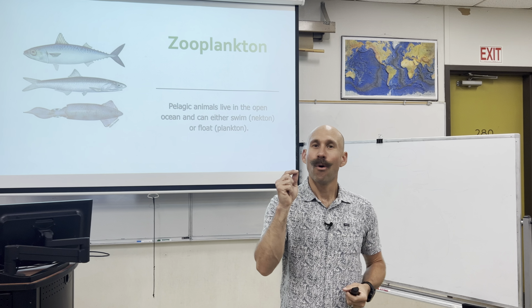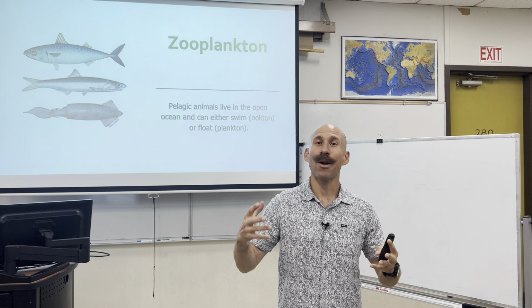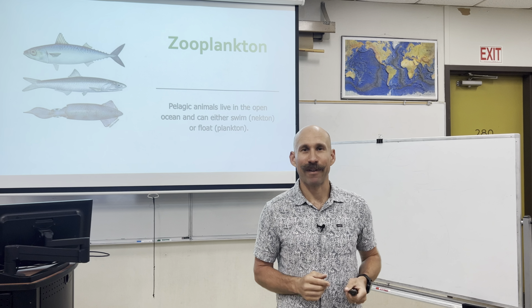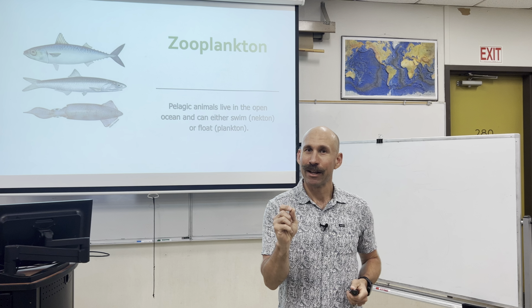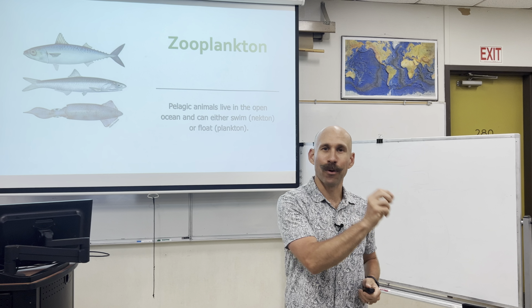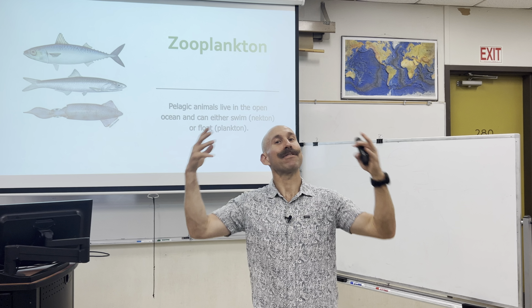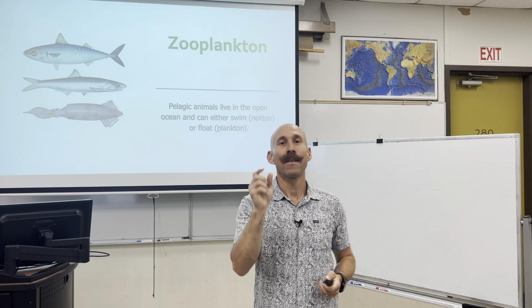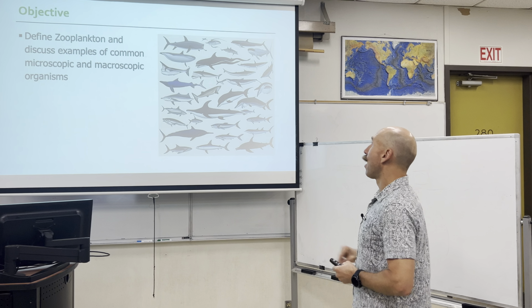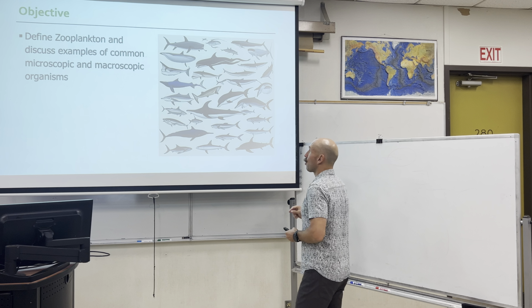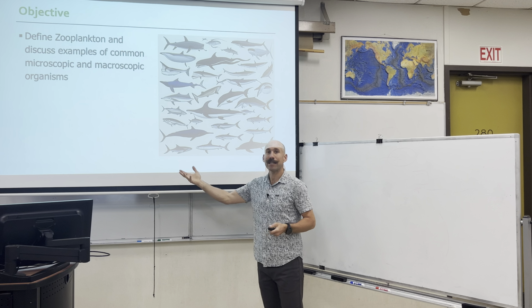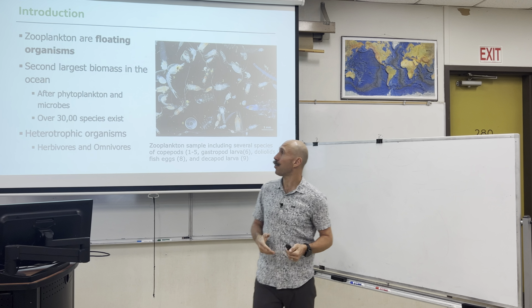We're talking about organisms that live in the open ocean, the pelagic environment, and specifically organisms that eat other organisms, animals that float. And collectively we will call these organisms zooplankton. So our objective is to define zooplankton and then provide a few examples of different types of zooplankton.